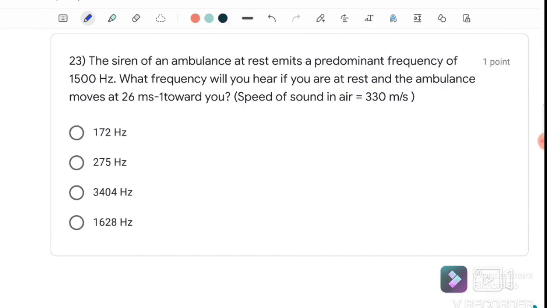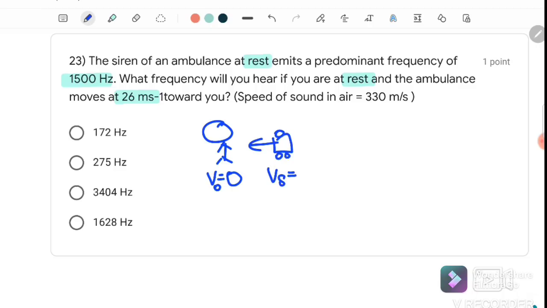Question number 23 is actually the Doppler effect, where the siren of an ambulance at rest emits a predominant frequency of 1500 Hz. What frequency will you hear if you are at rest and the ambulance moves at 26 meters per second towards you? So initially you are at rest, meaning that your velocity as the observer is 0, and the ambulance is approaching you with a velocity of 26 meters per second. So this is an ambulance.